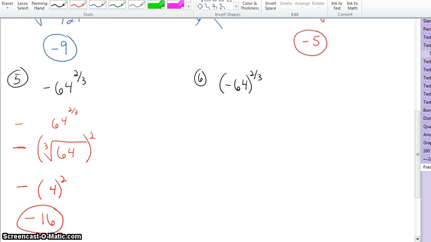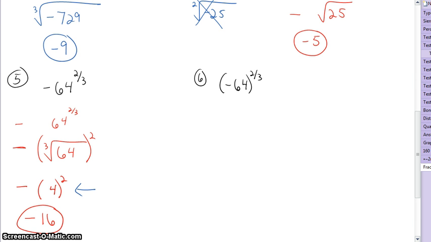Just because parentheses are involved and there is a negative doesn't mean that I'm squaring the negative. Pay attention to where the parentheses are. Parentheses are around the 4, so I square the 4 and make it negative. Now in number 6, this is exactly the same, except now the negative is included. So I'm taking the cube root of that number and squaring it. Notice the difference. Pay attention to where the parentheses are. So now the cube root of a negative 64 is the number negative 4. Negative 4 squared is the number positive 16.